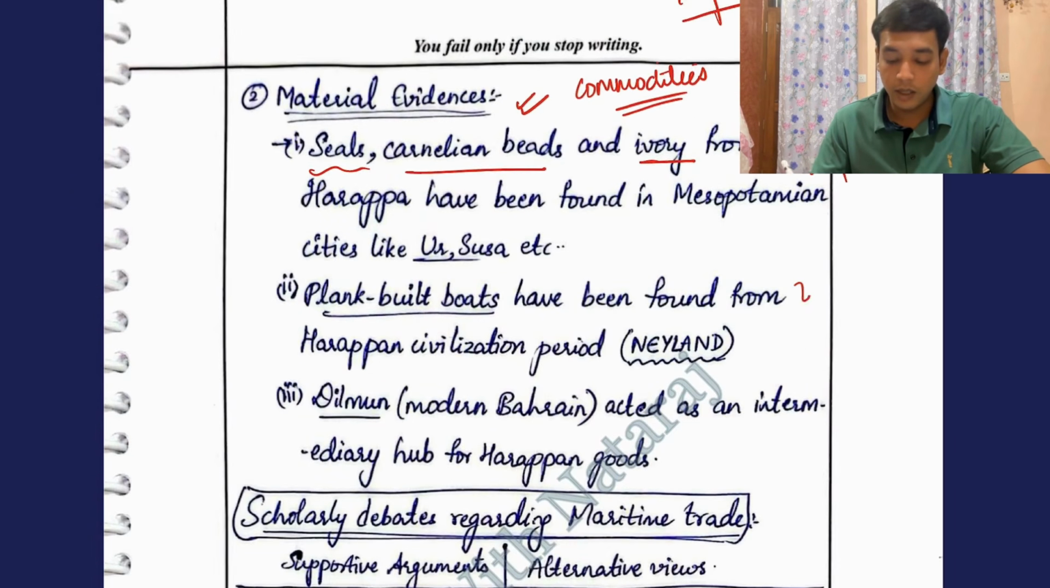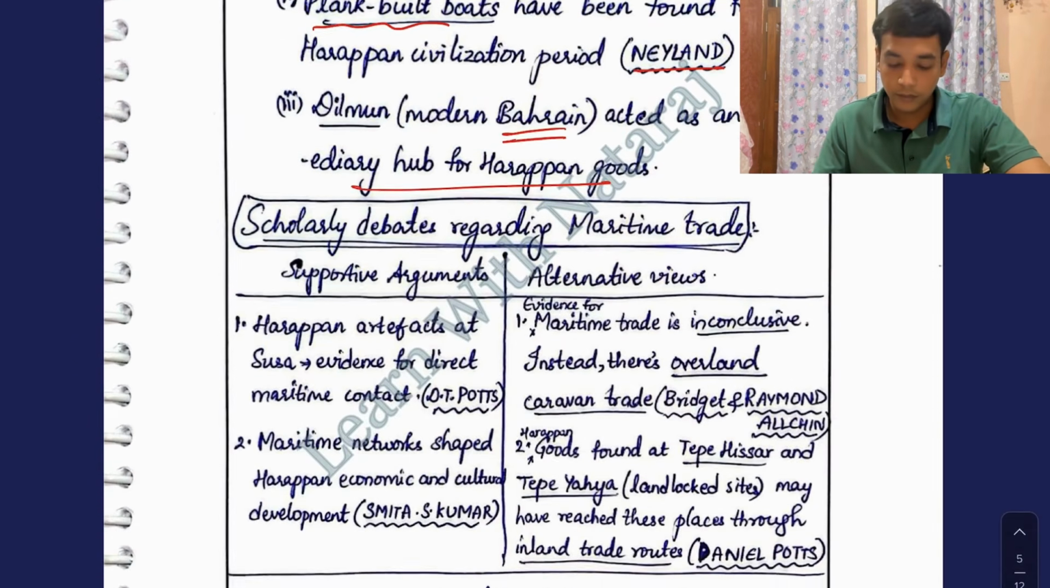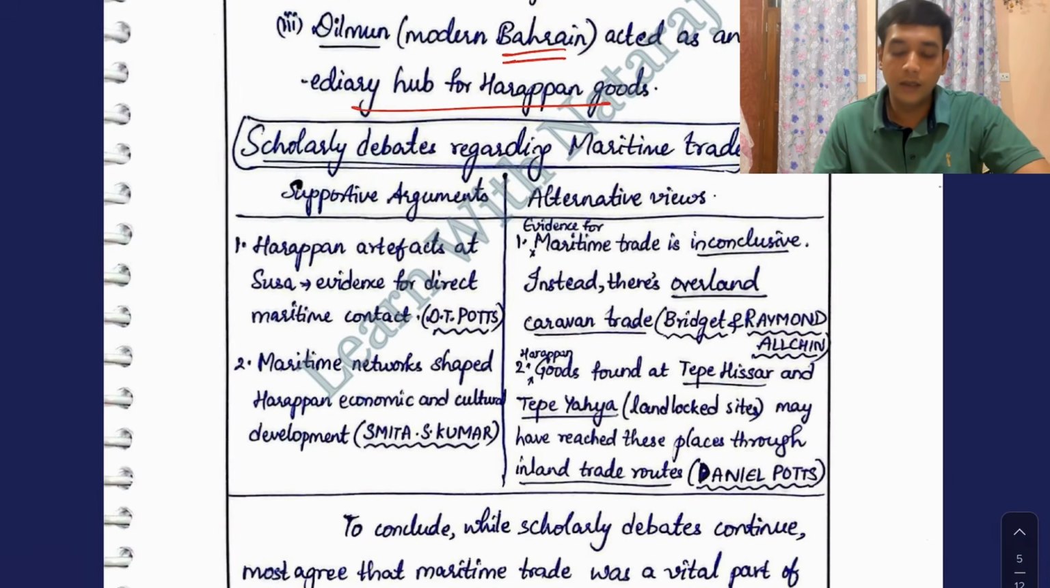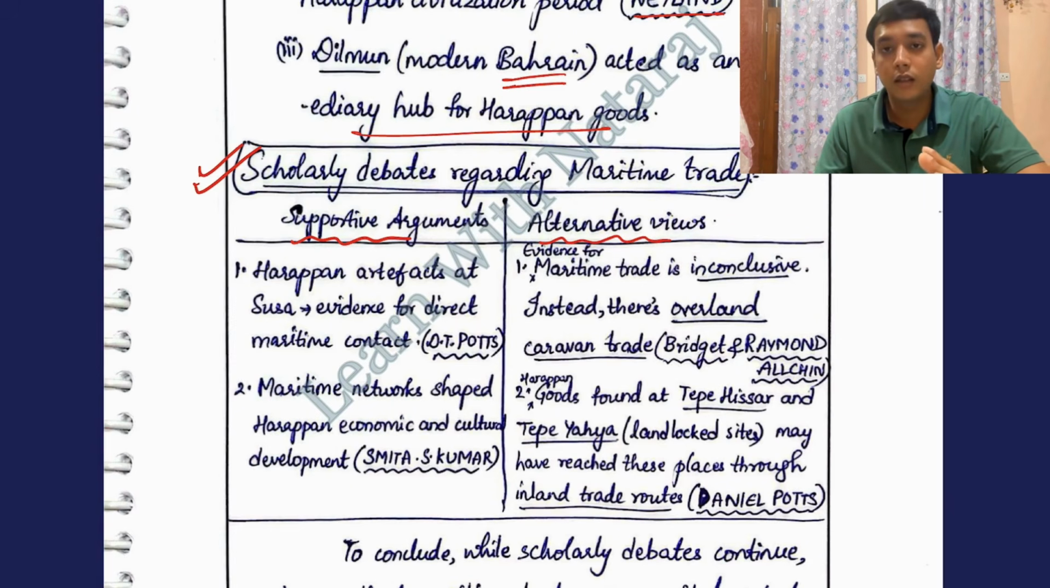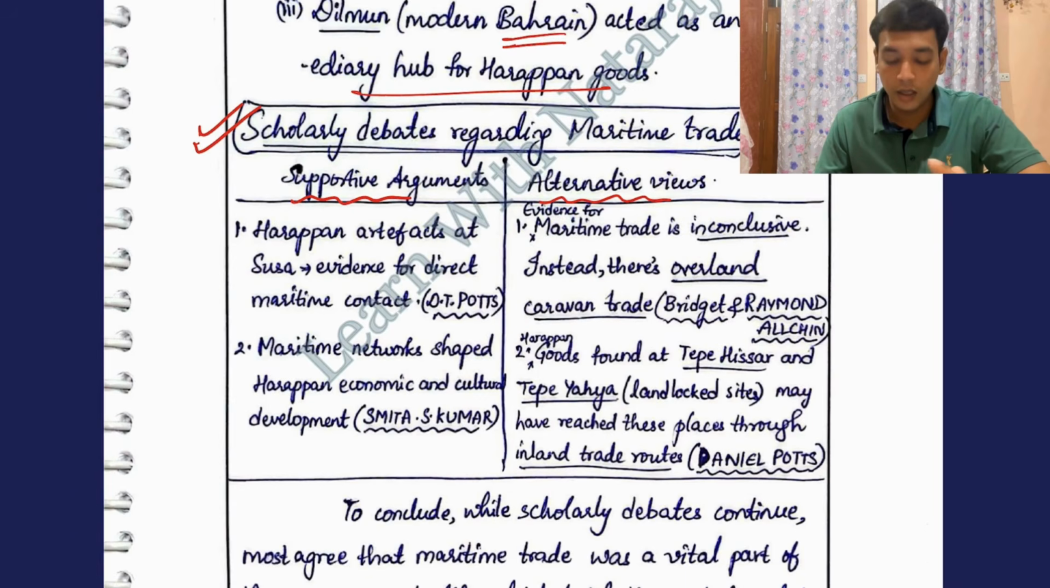Then we have other material evidences such as plank built ports. That was given by Dilmun, which is modern day Bahrain. So it also acted as an intermediary hub for Harappan goods. Then there are some scholarly debates as well that we can include on Harappan trade. So some say that yes, it happened. Some say no, that it did not happen, that the material evidences that we have are inconclusive.